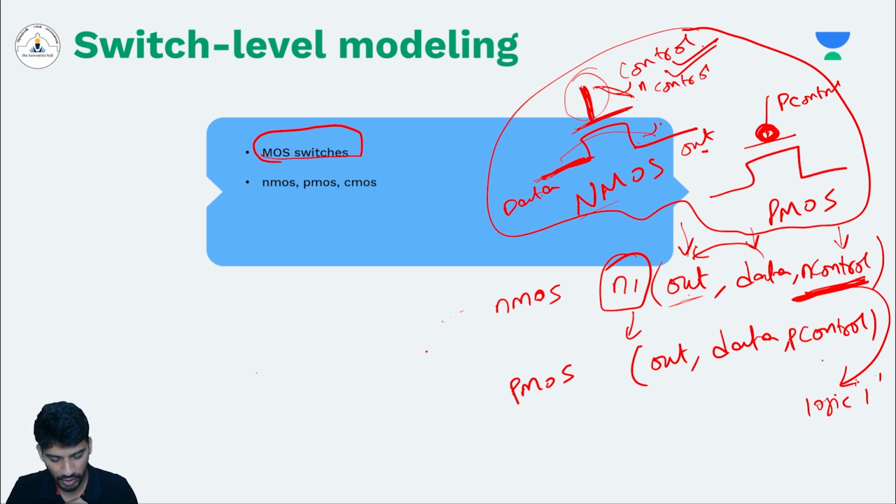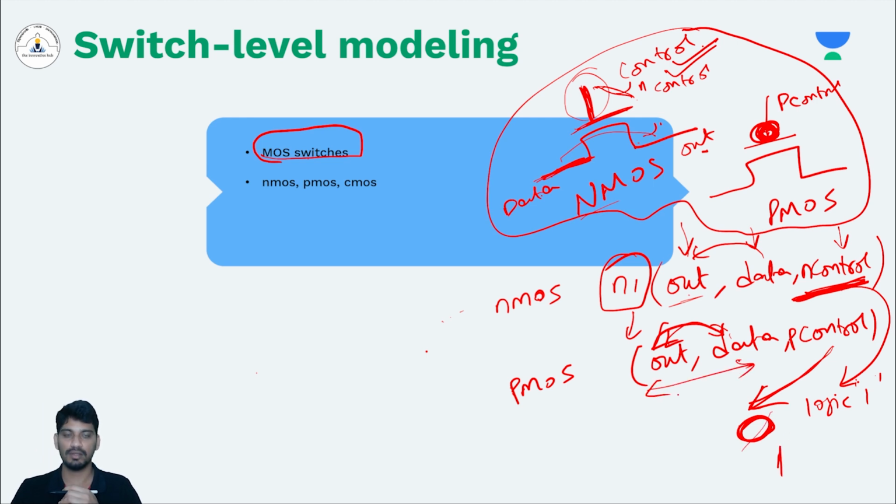Similarly for PMOS, since it is a negative logic transistor, if your P control is 0, then output will get the data from the data signal, and if your P control is 1, then there is no conduction. So these are PMOS and NMOS. Let's see the truth table of PMOS and NMOS.